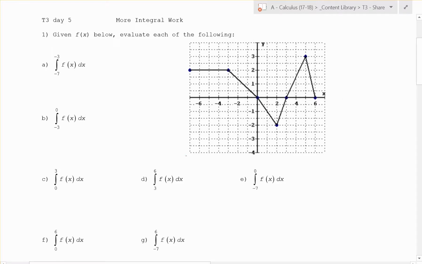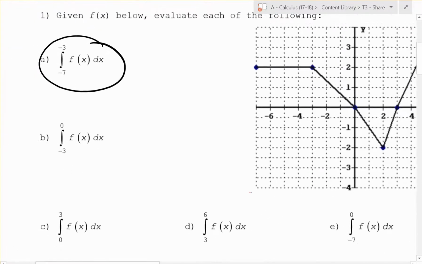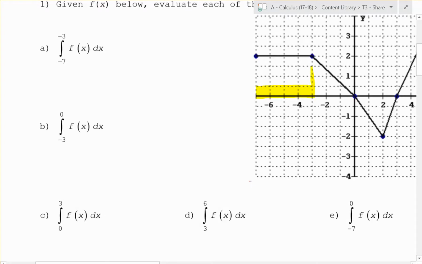So what is this one asking here? The area under the curve from -7 to -3. So we're looking from -7 all the way to -3, so we're looking for this area right here. That's just a rectangle. What's the base of that rectangle? Well, that's going to be 4 times a height of 2, so it's 8.